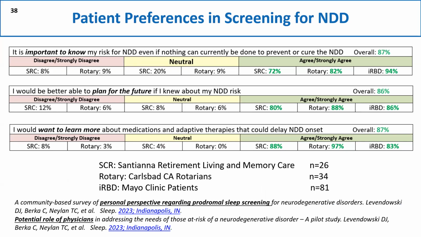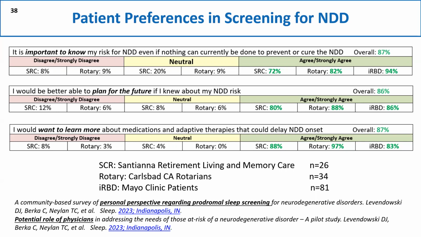What we wanted to do, in a way to add on or extend that research, is we took their questions and adjusted them ever so slightly so they became something of a hypothetical question: if you were identified with a neurodegenerative disorder, or would you want to be identified with a neurodegenerative disorder? So we acquired data using the survey from 26 individuals who were at a retirement living community and another 34 from the Carlsbad Rotary. And these were before presentations that we made on sleep and neurodegenerative disorders.